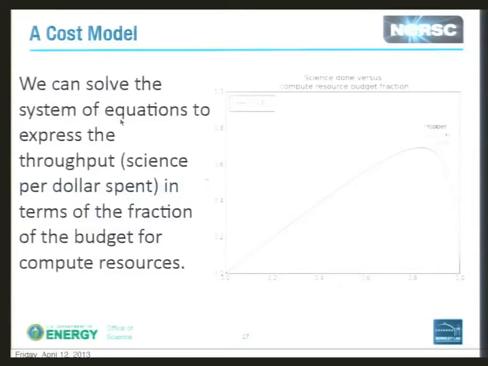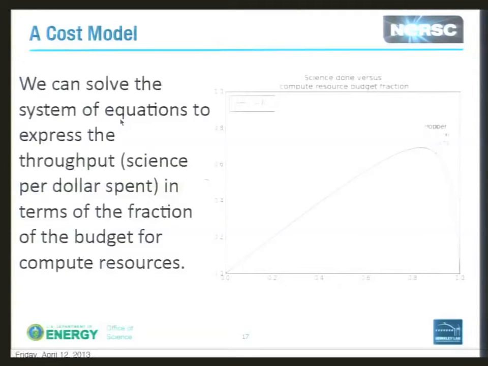So the science you get per dollar spent will be 0 if you spend no money on compute, right? That's all the way on the left. And it'll be 0 if you spend no money on I/O, because you did all these great computations, then you threw it away unused because you can't save it anywhere. Somewhere in the middle, you get a max. This is an analytic curve that I actually derived from those equations.